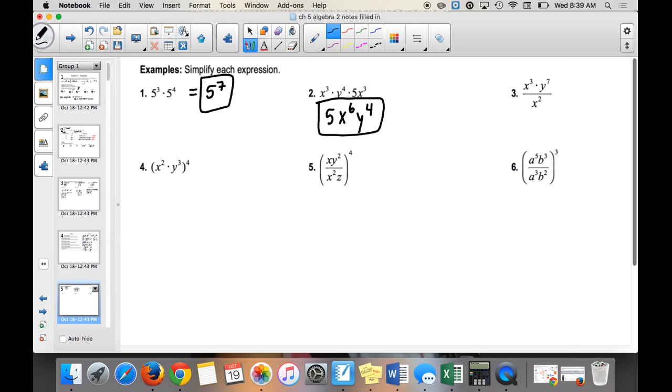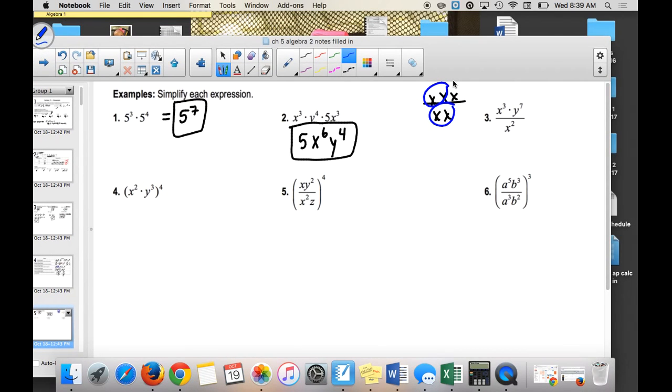So this next one, if I had x cubed y to the 7th over x squared, imagine the x's on top and bottom. We have 3 x's on top. We have 2 x's on the bottom. So 2 are canceling on the top and the bottom.